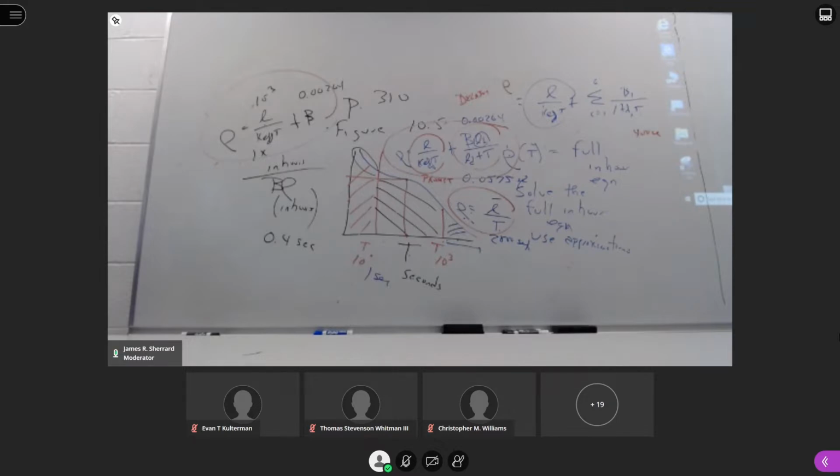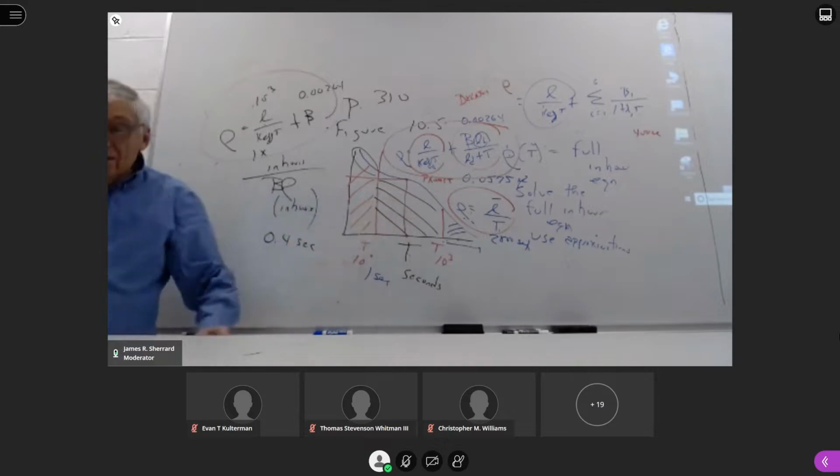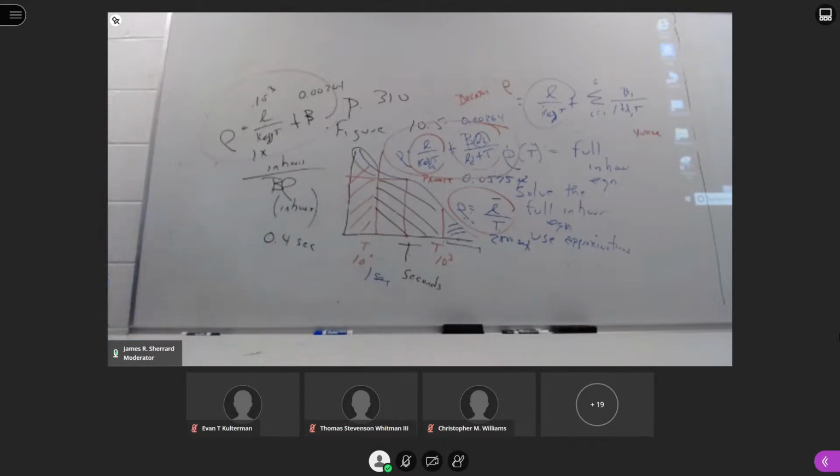And next, I want you to use one of the approximation techniques from figure 10.5 and calculate the reactivity in inhours. That's the quiz for 10 points.